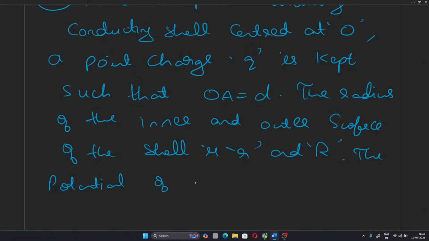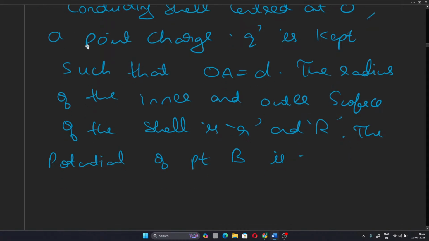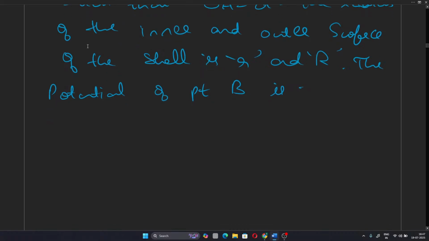of point B in the figure is... Basically there is a spherical uncharged conducting shell. It's a conductor, but it's uncharged, and there is a center of this shell. A point charge Q is kept such that... I will draw the diagram.